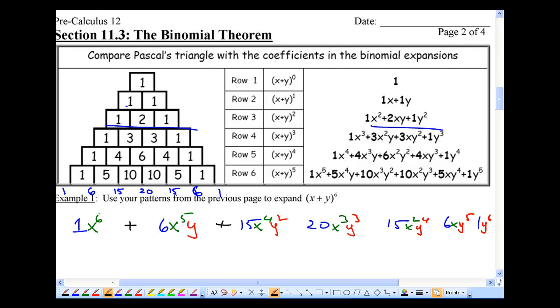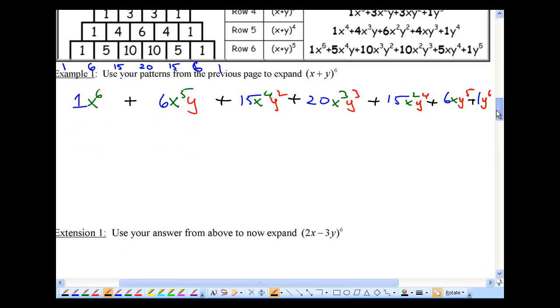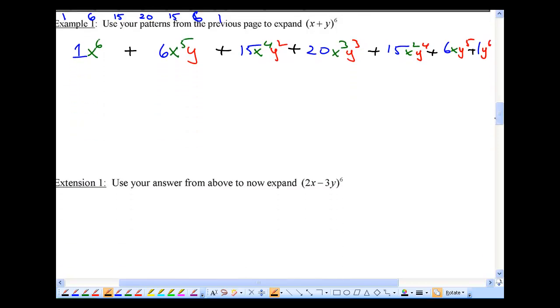Let's add them all up. There you have it, ladies and gents. X plus y to the power of 6 expanded in one step. Cool. So no longer do you have to do all that expanding stuff. You can now just use this pattern and Pascal's triangle rows to help you out. Now, what's so important about that? What's more important now is let's see if we can use our answer from above to expand something more complicated, not just x plus y, but let me change it to this, 2x minus 3y.